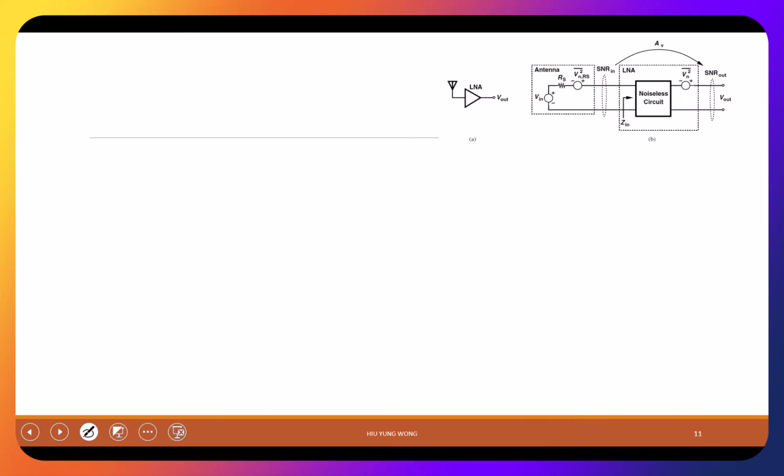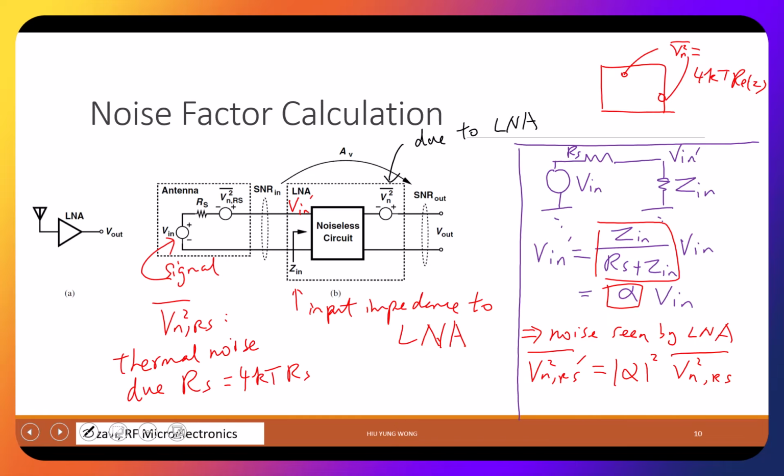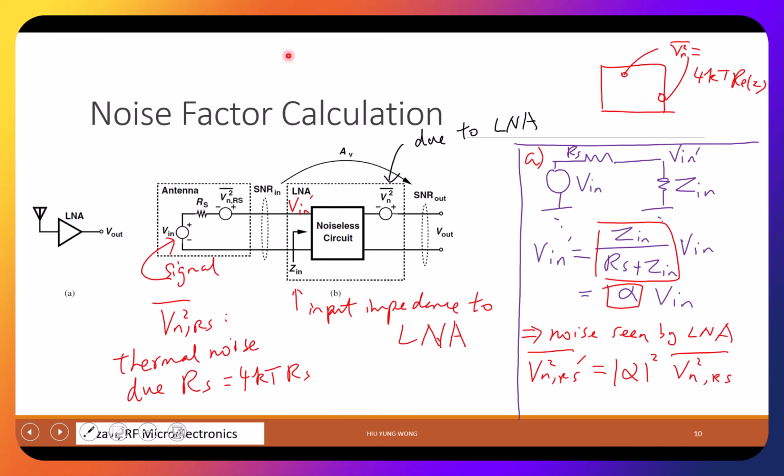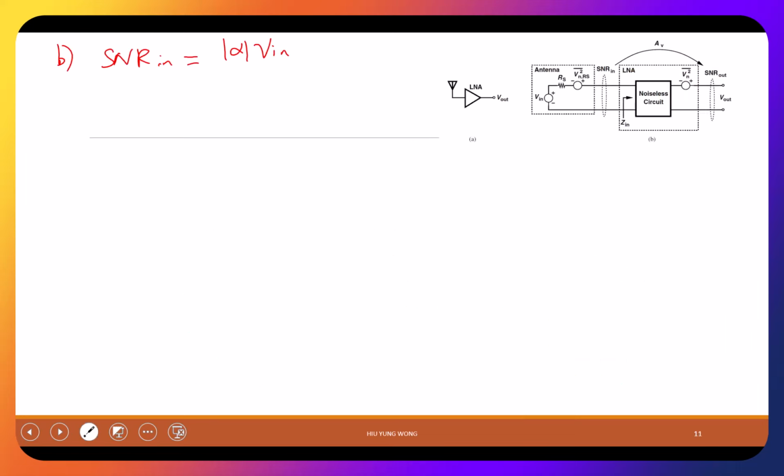Then I will continue. Let me call this part A. I want to go to part B: what is the signal to noise ratio at the input to the amplifier? As we just said, the signal is alpha V in. This is the voltage we get, but we need to find its power, so we need to square it.